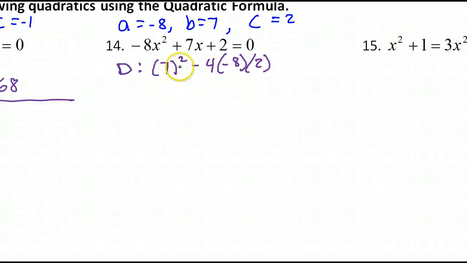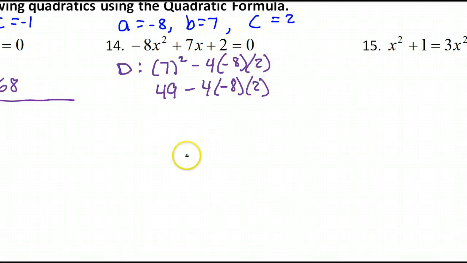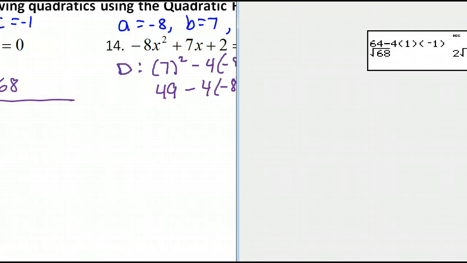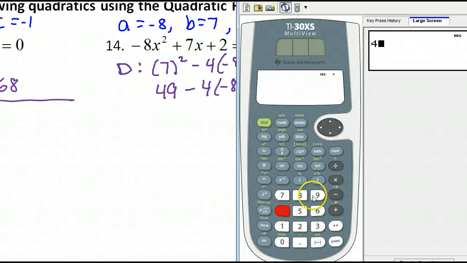Alright, I highly recommend that you square this yourself. Alright, 7 squared is 49. So it's really, I'm going to go 49 minus 4ac. Okay, so 49 minus 4 times -8 times 2.